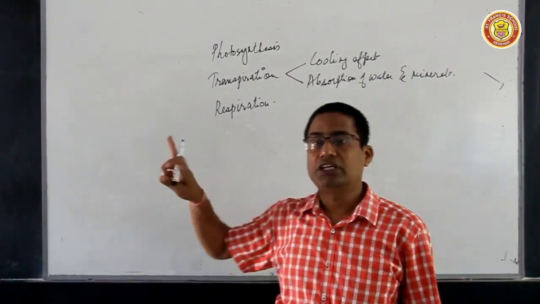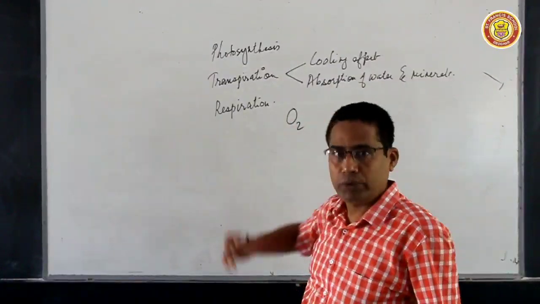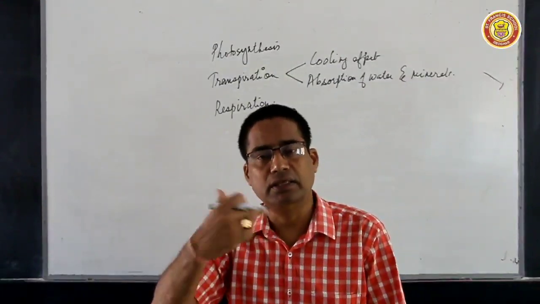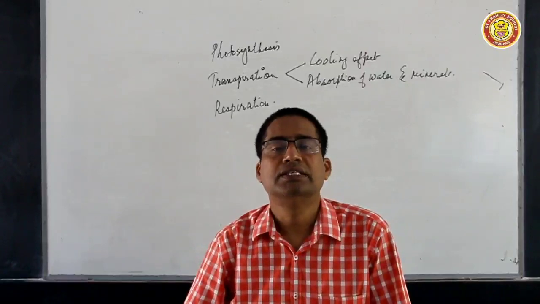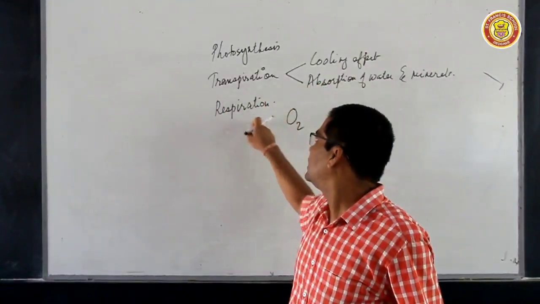Now I said for respiration, for energy, you need oxygen. We breathe through our nose, we breathe in oxygen. This oxygen helps in burning the food. Similarly in plants also, they have starch, they have glucose. That glucose is burned in presence of oxygen.